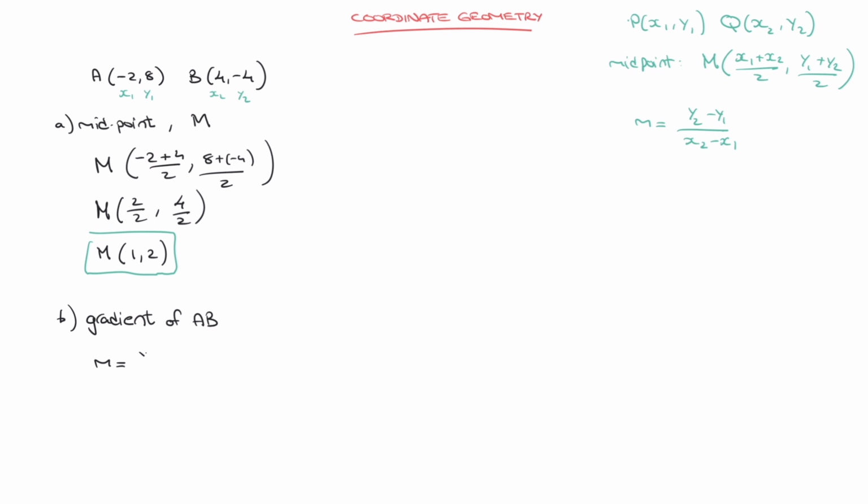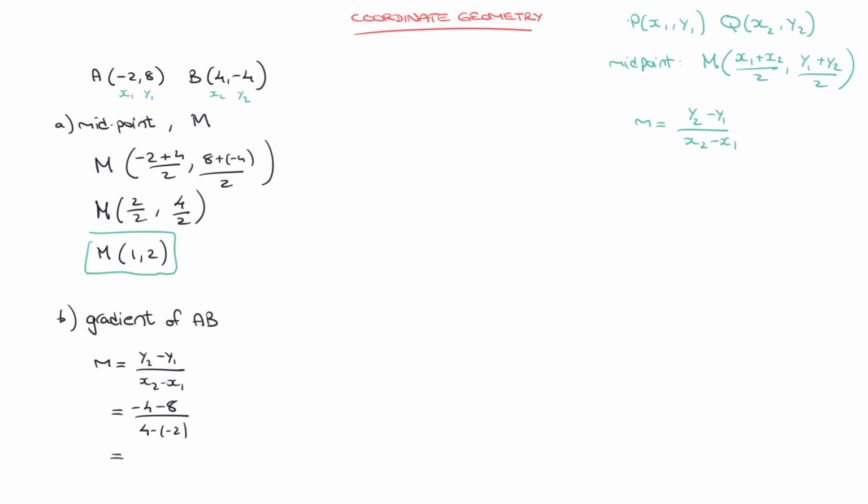I'd remind myself of the formula in my exam, right? So I'd actually go ahead and write that. And then I'd say, okay, well, therefore, that's y2 minus y1, so that's negative 4 minus 8. Let me just write that. That's negative 4 minus 8 over x2 minus x1. So that's going to be 4 minus negative 2. All right, so let's write that, 4 minus negative 2.